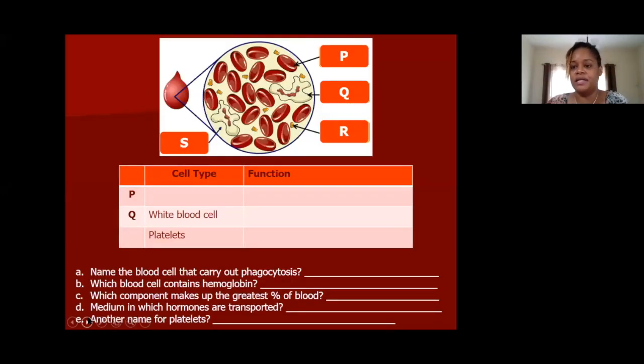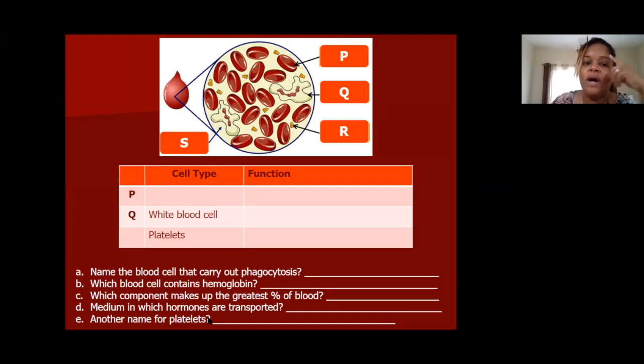So here's our little activity. This is the diagram we had earlier in the lesson, and it's showing you the 4 basic components of blood, and we're going to work it out together. First we have a table. The table is incomplete, and we have to complete the table, and then we have 5 questions to answer. So we're going to do it as a group.